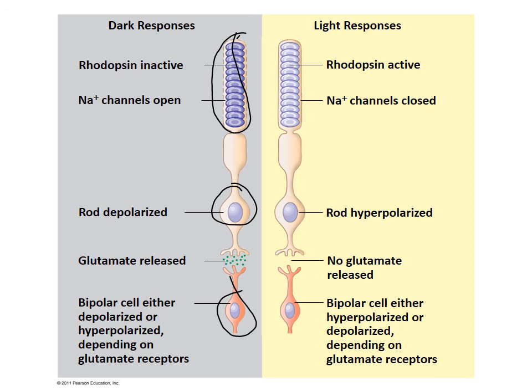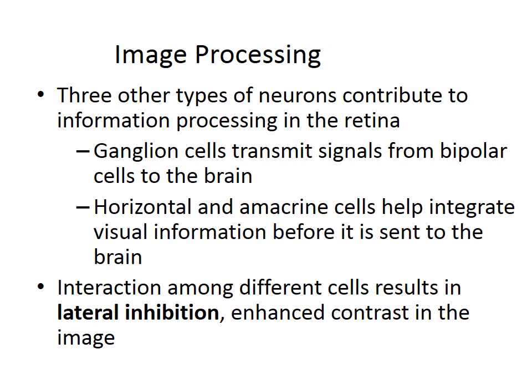But in the light, and now we're going to look at this side of the screen. In the light, the rhodopsin actually becomes active. The sodium channels close down. The rod becomes hyperpolarized. No glutamate is released. So then, the bipolar cell can either be hyperpolarized or depolarized depending on the glutamate receptors. So that depends on what's going on. Once we get that, then the signal is taken by the nerves, and the image is processed in our brain.